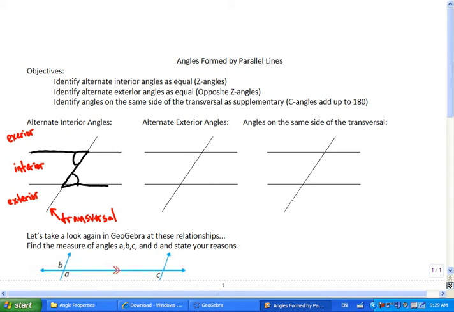Now, alternate exterior angles. So if I was to, let's just number these. Okay, which ones are the exterior angles? 1, 2, 7, 8 are exterior. Okay. So can somebody take a guess which they think are alternate exterior angles? Can you tell me a pair? 1 and 8 are, yes. There's also 2 and 7.